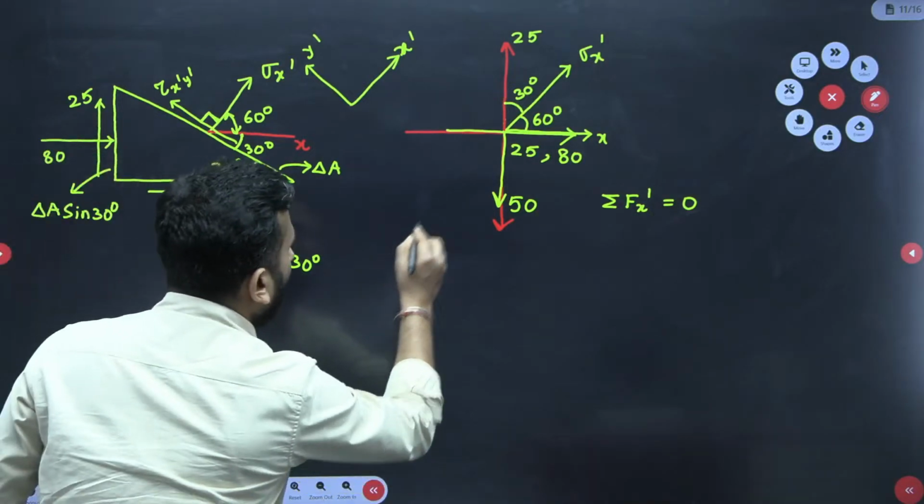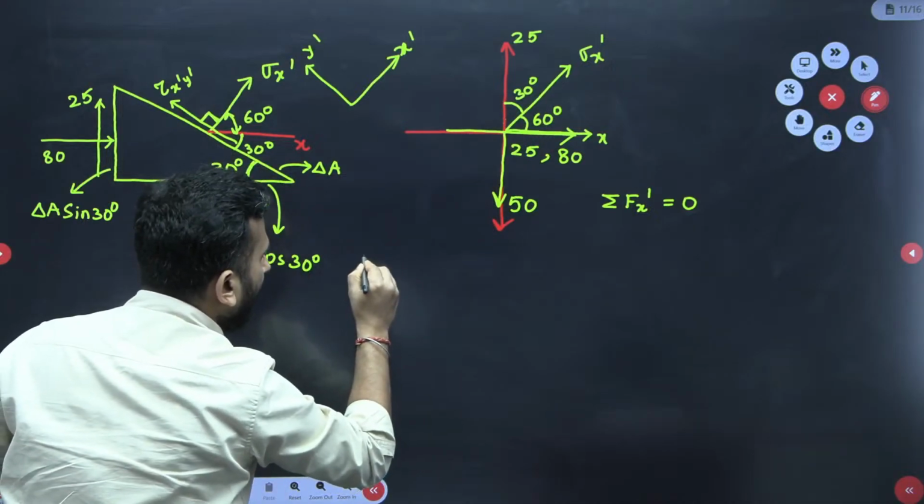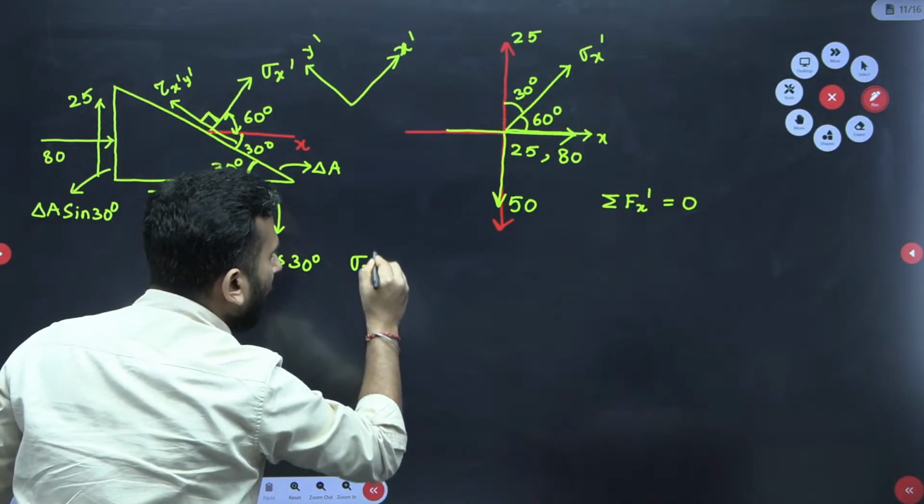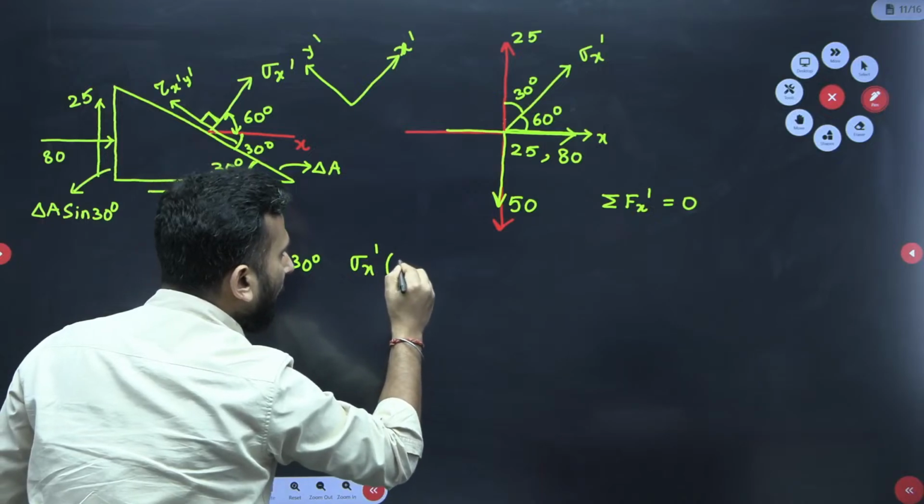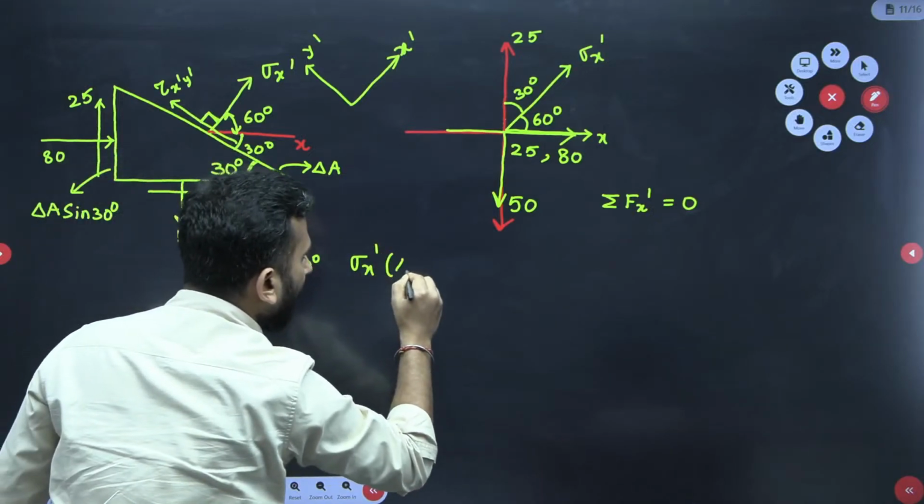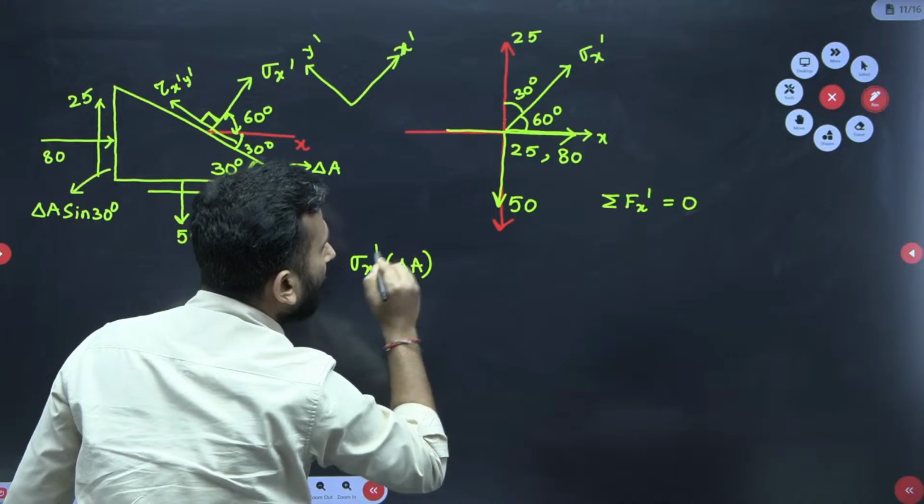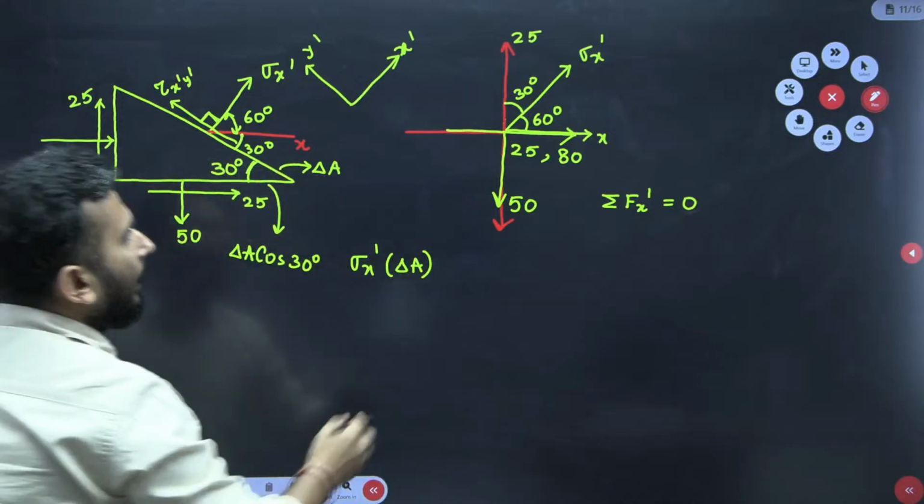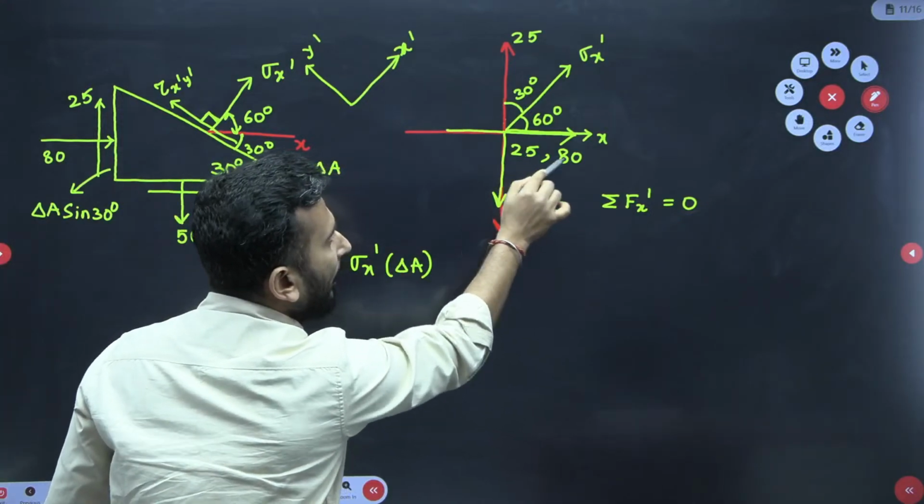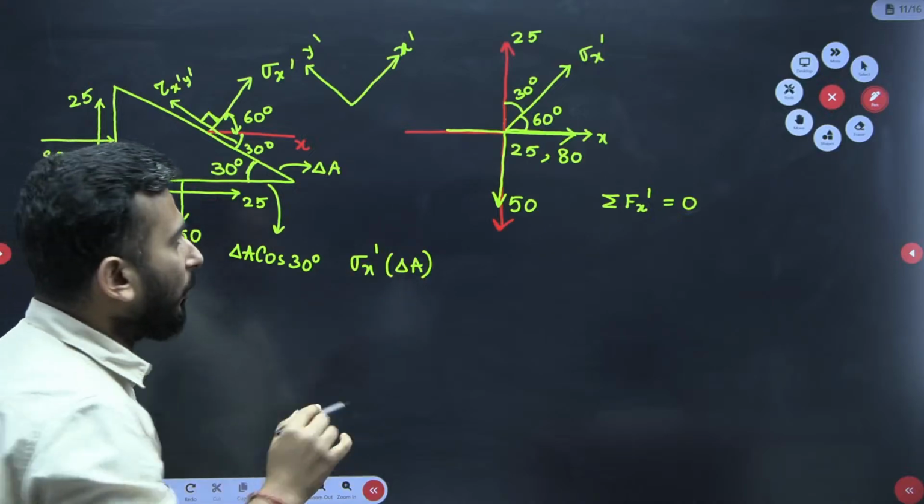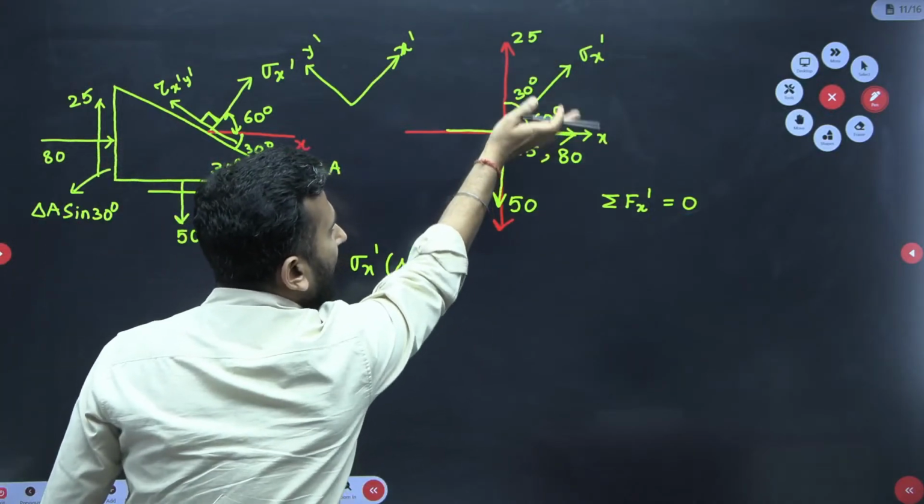So now I start to find sigma x dash. But we have to write force, so multiply by area. What is the area of sigma x dash? Delta A. Done. Now let's come to this 25 and 80. They are very easy to take. It is in the positive direction.